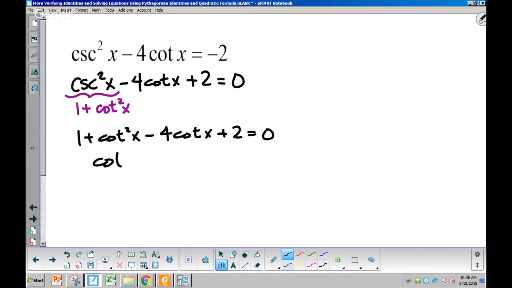And adding like terms, we get cotangent squared x minus 4 cotangent x plus 3 equals 0. Okay? And this one factors.